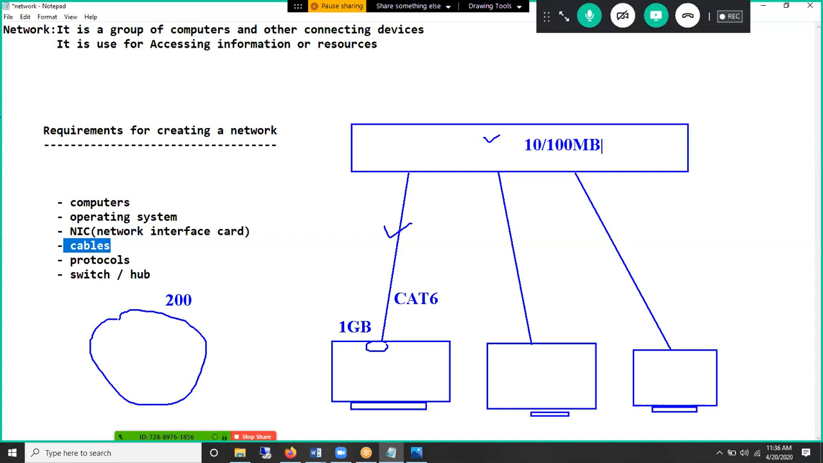How much speed do you get here? If my LAN card supports 1 Gbps, my cable is also Cat 6 which also supports 1 Gbps, but my switch allows only 10 to 100 Mbps, what will be the speed in your network?